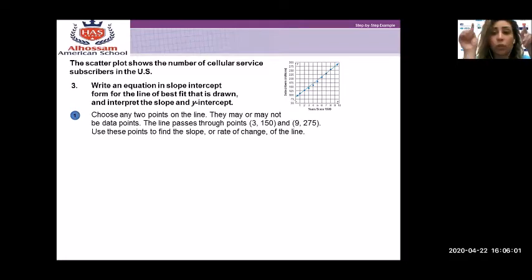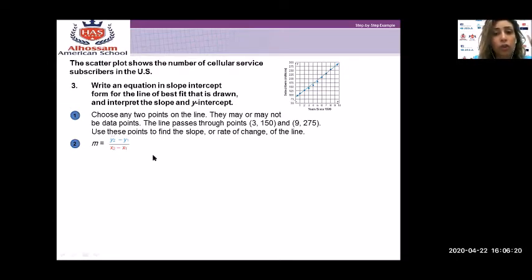So I have x1, y1, x2, y2. I'm going to subtract y2 minus y1 over x2 minus x1. So here, the first step, as we usually do, is to write the rule of anything we have.